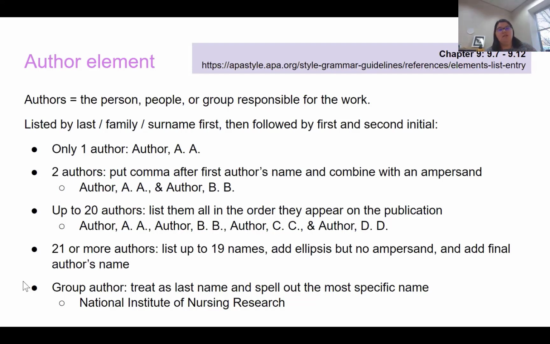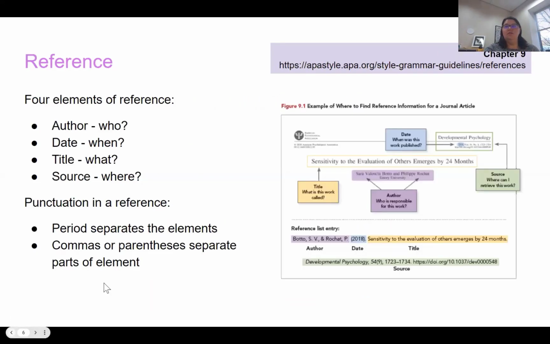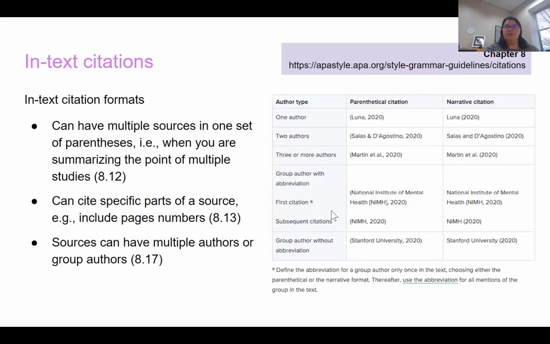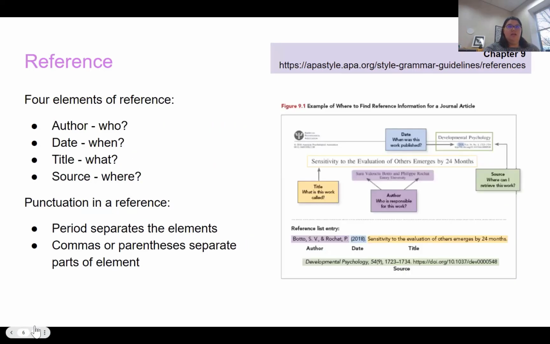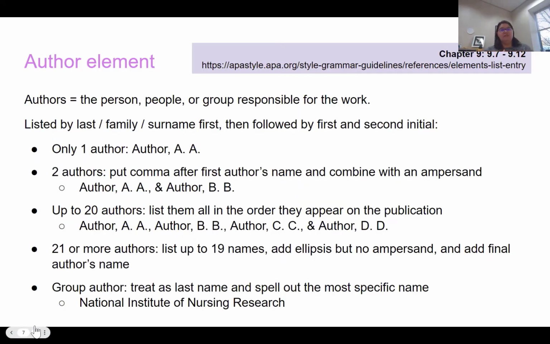Okay. The other thing to note is that unlike in an in-text citation where you can abbreviate a group author into an acronym after its first use, which I think was here. Yes. So this bigger one down here. When it says National Institute of Mental Health, they abbreviated it, and in subsequent citations, it's NIMH. Okay. In an in-text citation, you can do that. In a reference, in the reference list, you cannot do that. It always has to be spelled out. Okay.